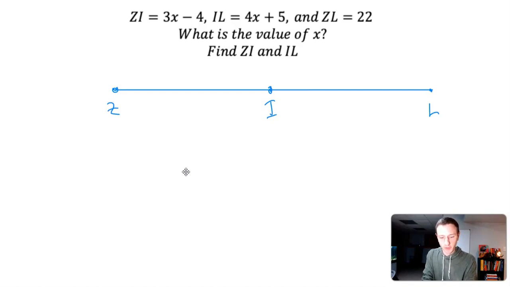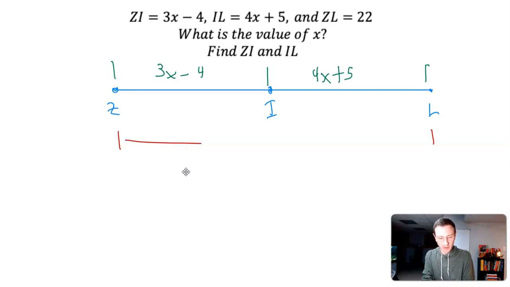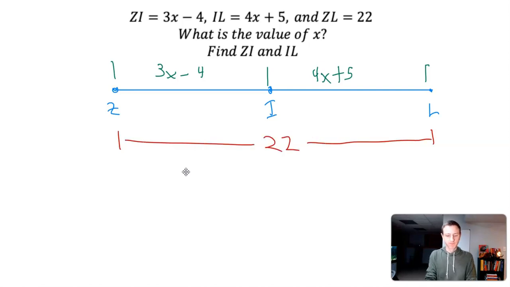So what we do know, though, is that between Z to I is 3x minus 4. And then we also know I to L is 4x plus 5. And then we're also told the entire length from Z to L is 22. So what we know is then one part of the segment plus another part of the segment is equal to the total segment length. So we're going to say ZI plus IL is equal to the entire length of the segment, ZL.